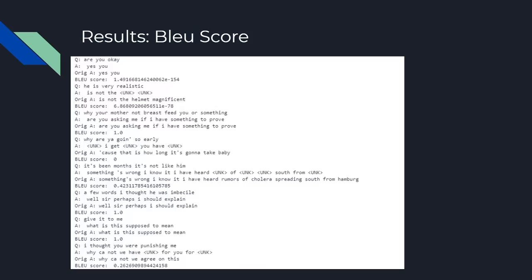Although the chatbot response and original answer are both the same, the BLEU score was still very low. When you look at a different question, "are you asking me if I have something to prove", the response is the same as the original answer, and here we got a BLEU score of 1.0. This shows that there is inconsistency in using the BLEU score.